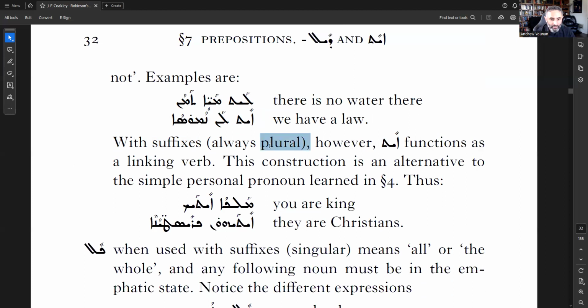With suffixes, always plural. So ethe, etheik, ethau. So eth functions as a linking verb. This construction is an alternative to the simple personal pronoun used in chapter 4. So, thus, Melka ethek, you are the king. This is another way to say is. You take the second set of endings, and you stick them right onto the eth, and you can say, this is a way to say is.